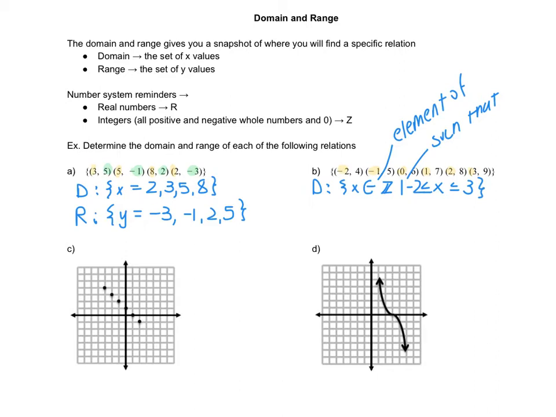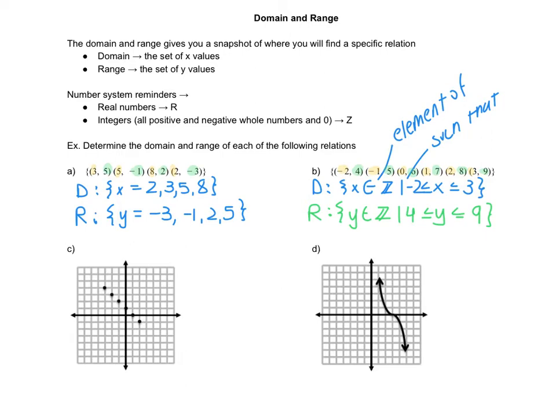And now I can look at my range. So for my range, my y values are 4, 5, 6, 7, 8, 9. Again, they're consecutive numbers. It's all the integers from 4 to 9. So I can write R for range. Y is an element of integers, such that y is greater than or equal to 4, but less than or equal to 9. So I just gave the reader a snapshot. Here's where you will find these random coordinates.